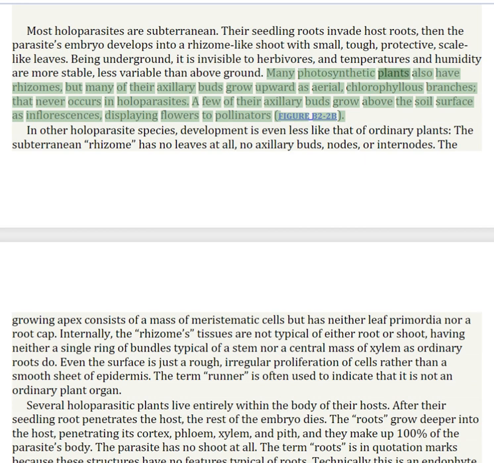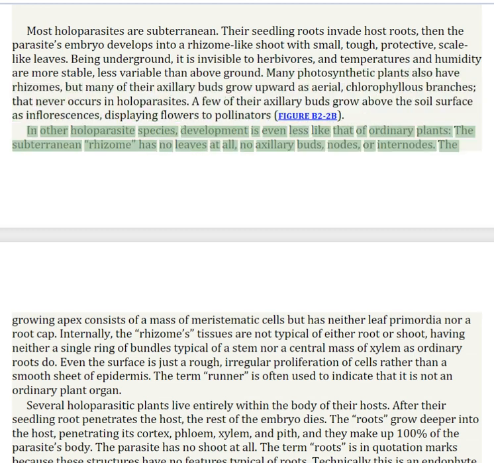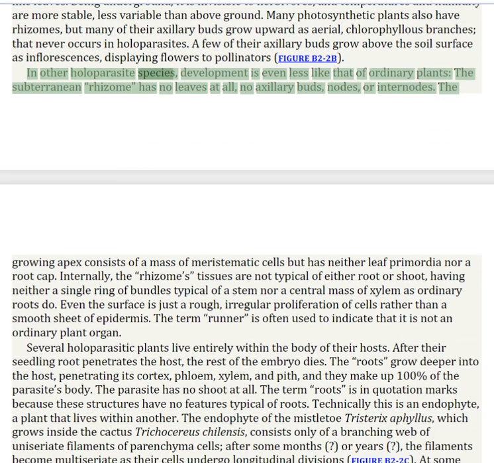Many photosynthetic plants also have rhizomes, but many of their axillary buds grow upward as aerial, chlorophyllous branches that never occurs in holoparasites. A few of their axillary buds grow above the soil surface as inflorescences, displaying flowers to pollinators. In other holoparasite species, development is even less like that of ordinary plants.